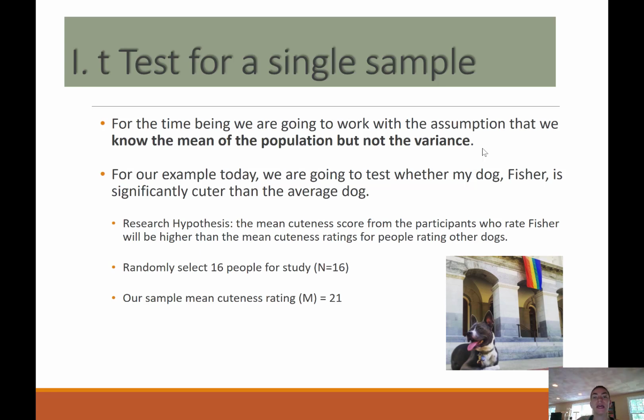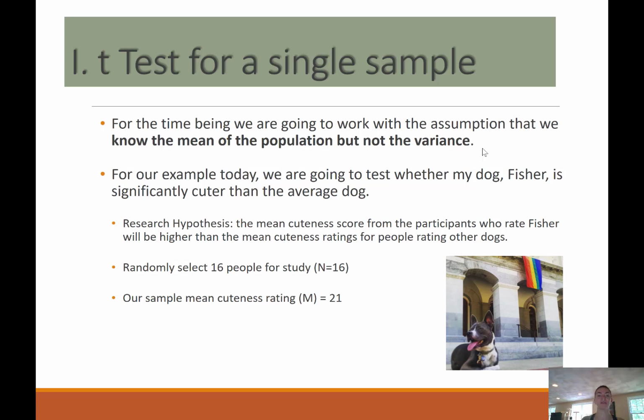So in our example today, we'll test whether my dog, Fisher, is significantly cuter than the average dog. And the research hypothesis in this scenario is that the mean cuteness score for participants in my study who rated Fisher, so they were looking at photos of Fisher and rated him on a cuteness scale, that the mean of those ratings will be higher than the mean cuteness ratings for individuals in general who are rating dogs in general.